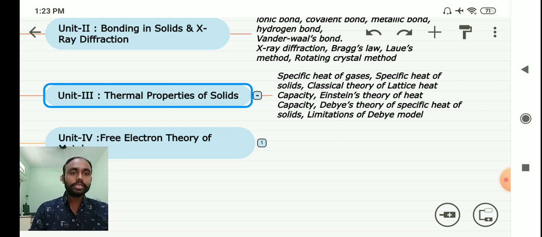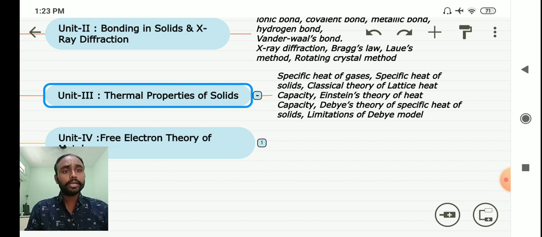All these theories exist because of some drawback in the previous theory, so there will be some new theory. Yes, the classical theory has some limitations, and those limitations are overcome in Einstein's theory. Again Einstein's theory has some limitations, and those limitations are overcome in Debye theory. That's why we have to see all these three theories. And lastly, Debye theory will also have some limitations. So that is the last article, limitations of Debye model.